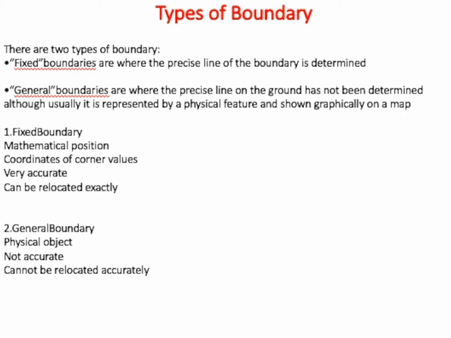According to the English literature about cadastral surveying, there are two types of boundary: fixed and general boundary. Fixed is where the precise line of the boundary has been agreed and recorded, and the general boundary is where the precise line on the ground has not been determined, although usually it is represented by a physical feature and shown graphically on a map. It could be natural, defined by natural features like a river or lake.